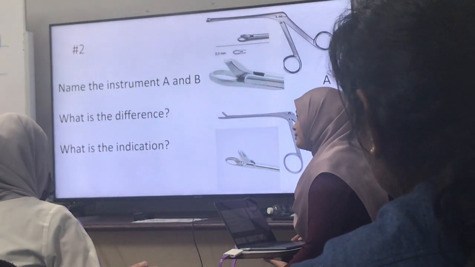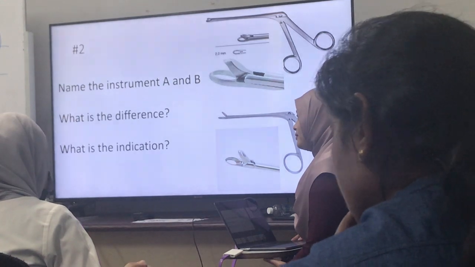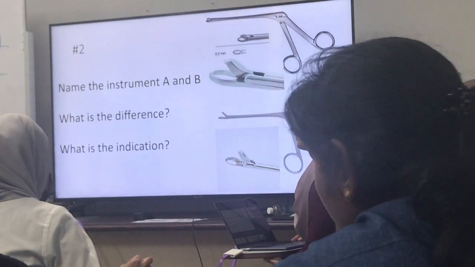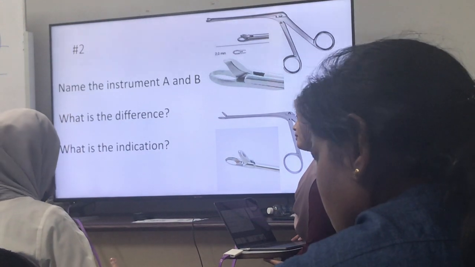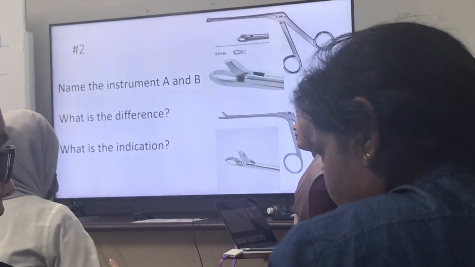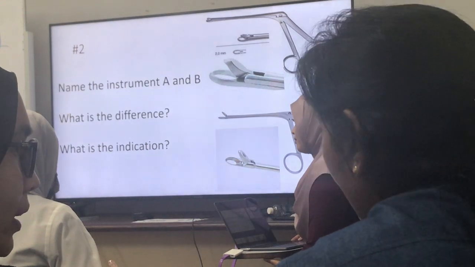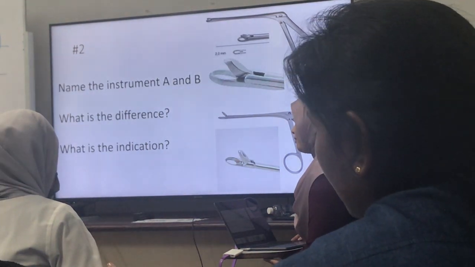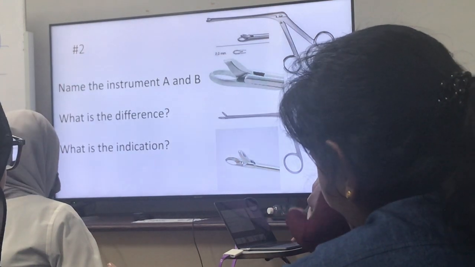For example, for instrument B, when we want to use it to remove a polyp from its attachment. For A, one side is open, the other side is closed, so it can cut the tissue. So you can use it to take biopsy. We'll go to the next question.